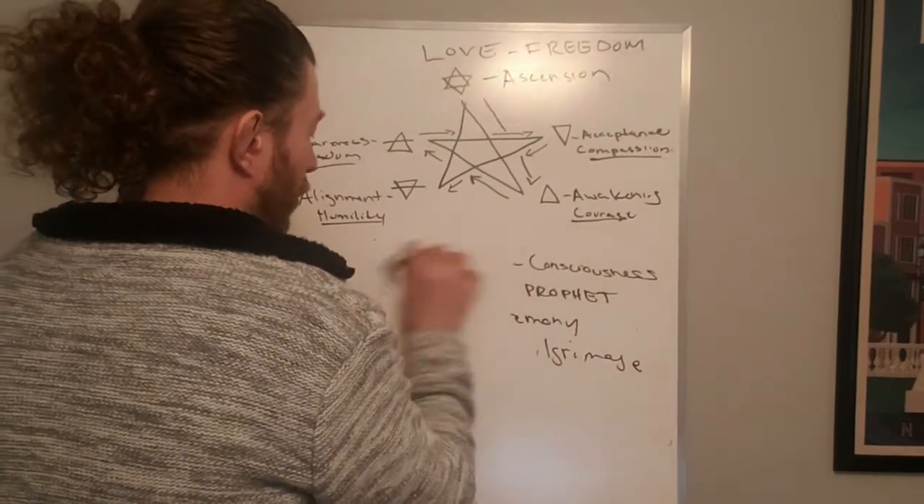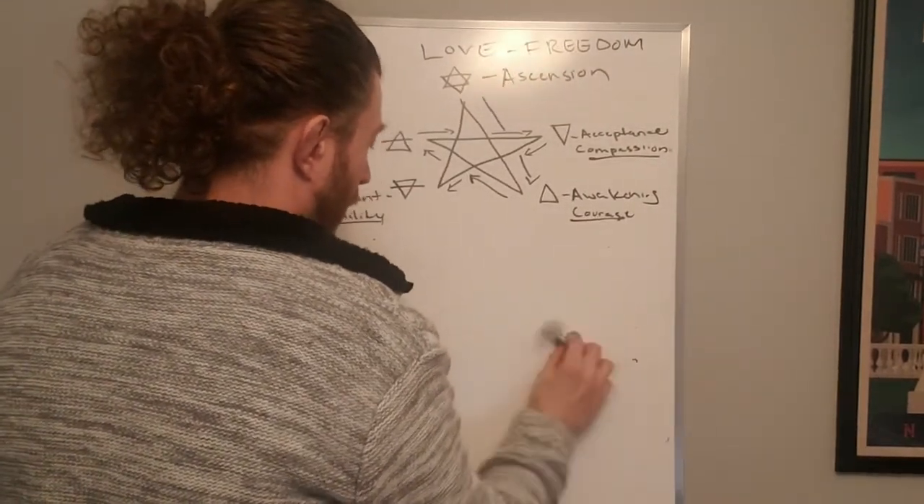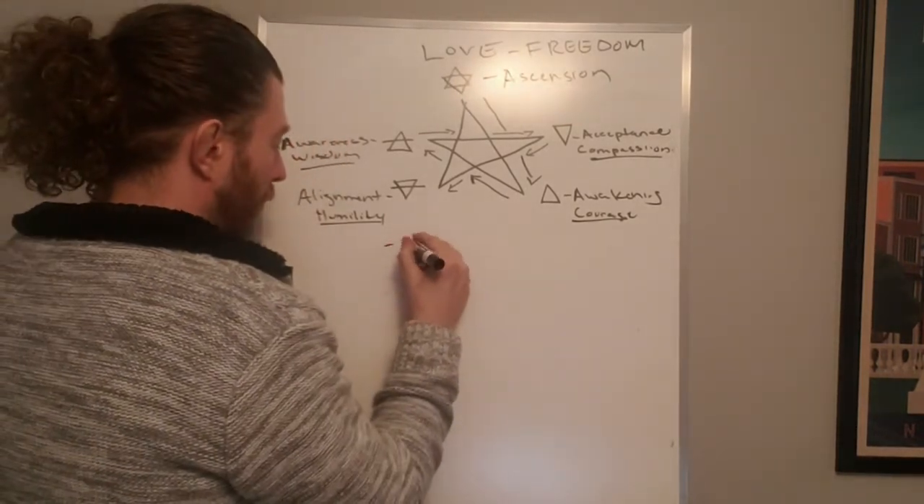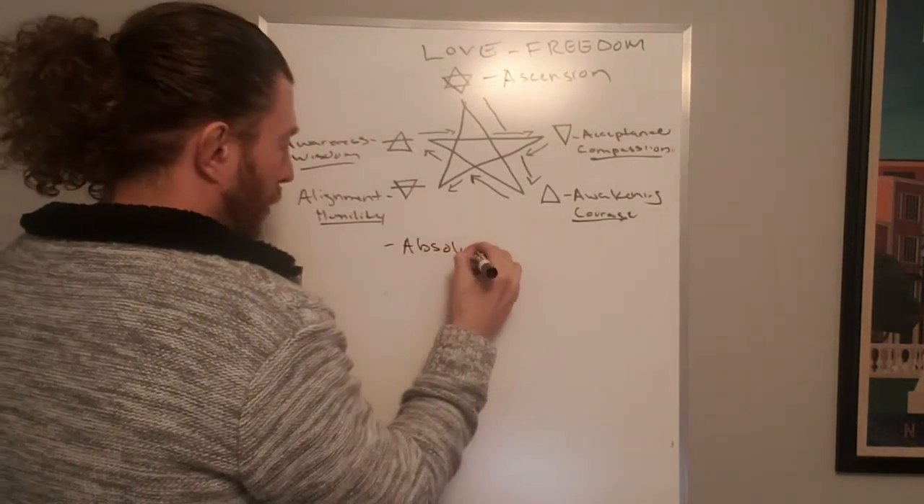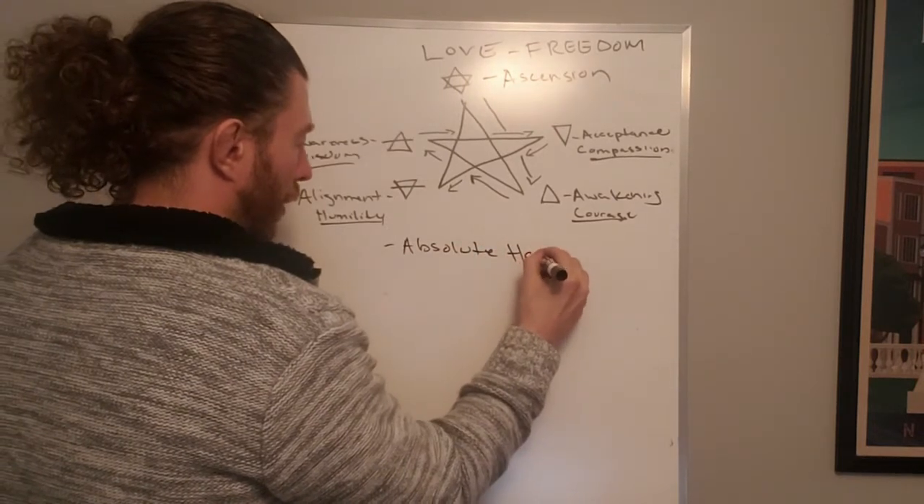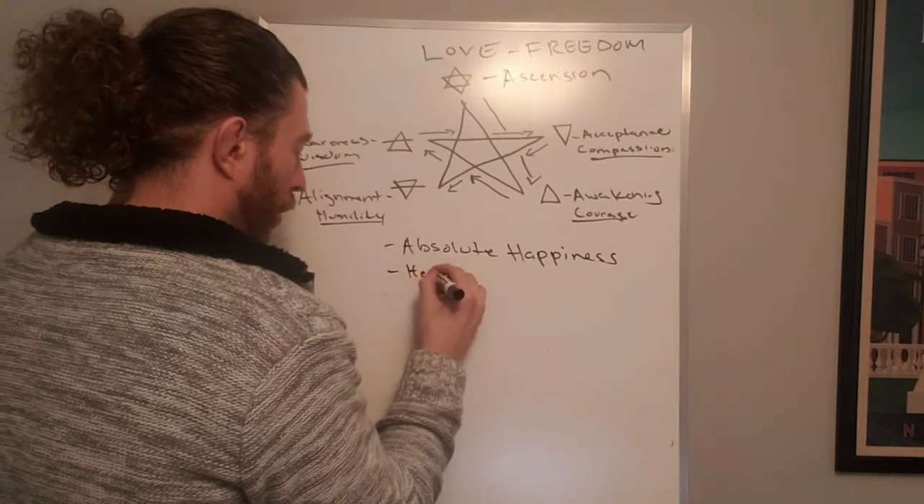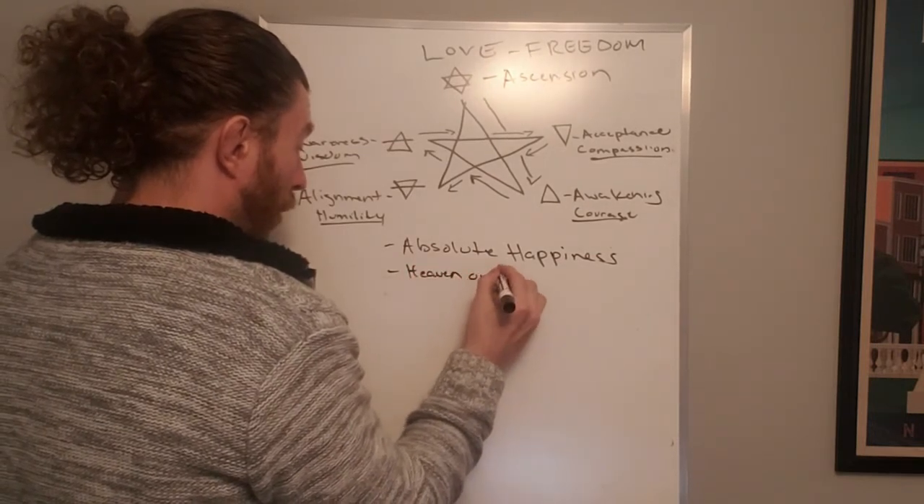So this is the Ascension Stage. Now, the Ascension Stage is the stage, again, of absolute happiness. Just happy all the time. Happy no matter what's going on. Happy no matter what's happening in the world. Also called heaven on earth. And I mean heaven on earth.